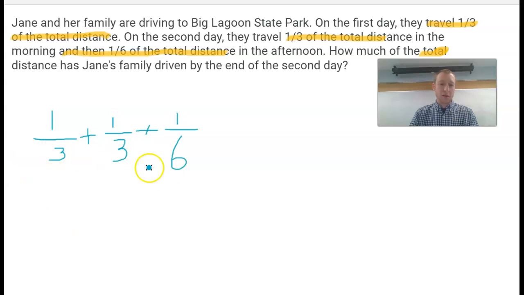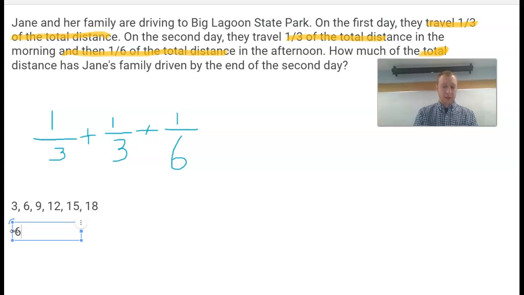So first, we got 1/3, 1/3, and 1/6. We can't add these together until we have a common denominator. So first, let's list out the multiples of 3. What do we got? 3, 6, 9, 12, 15, 18. Stretch this out a little bit. And then what are the multiples of 6? We've got 6, 12, 18. So what's my common multiple? My common multiple, it looks like, is 6. That's the multiple they both have in common, which means that's going to be my common denominator, right?